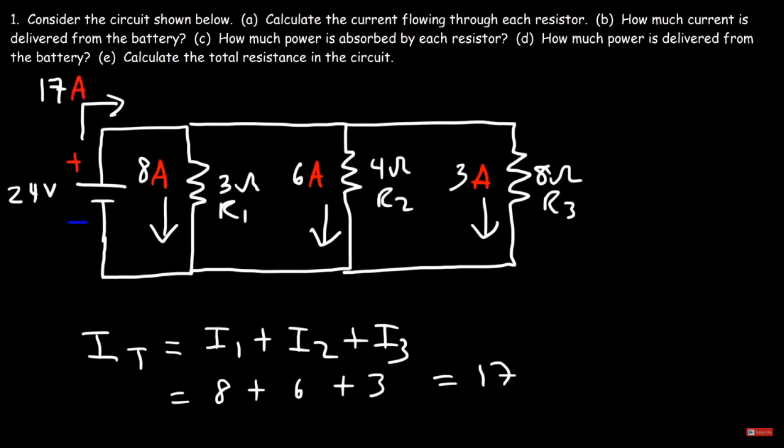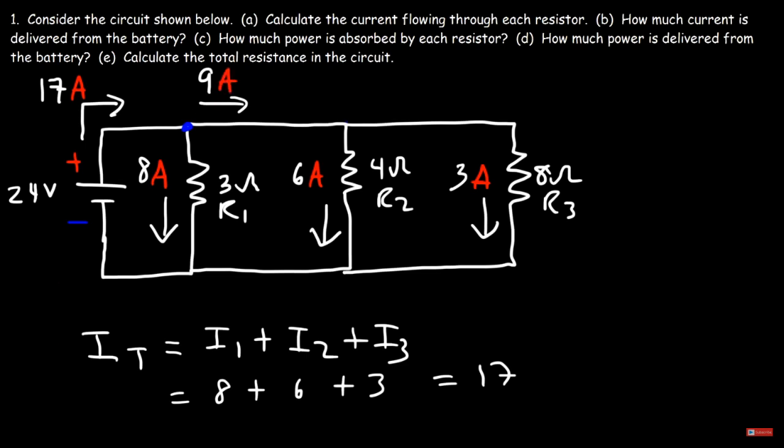Now, according to Kirchhoff's current law, the current that enters this junction equals the current that leaves the junction. So we have 17 amps that's entering, 17 amps must leave it. So notice that 8 amps went down this way. That means the other 9 amps has to flow through this part of the wire.